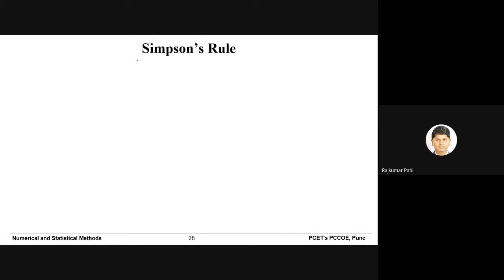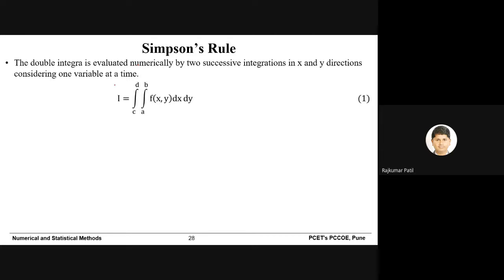Now we will move ahead to Simpson's 1/3 rule. The approach again is very similar to the trapezoidal rule. So here you can see one integration equation is there, where, as I mentioned, if we consider a rectangular box, then the inner integration, the internal part, will be related to calculation of cross section area.